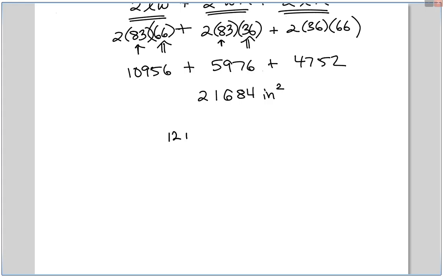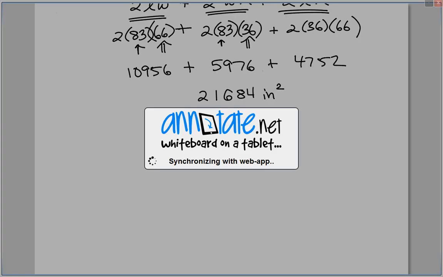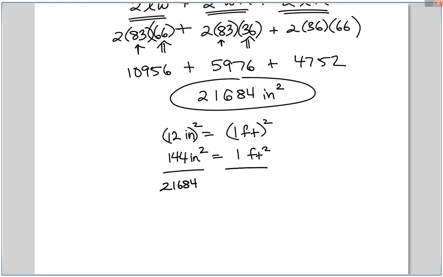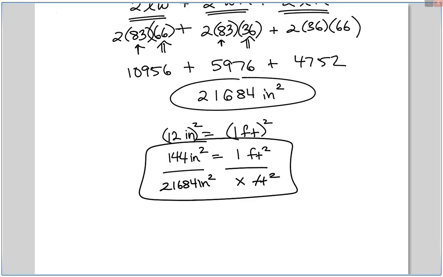Okay, we know that 12 inches is equal to 1 foot. So 12 squared inches would equal 1 square foot. 12 squared is 144, 12 times 12. We have 21,684, so put that over here. Solve for x square feet. So solve this ratio. So 21,684 divided by 144, about 150.58 square feet. All right.